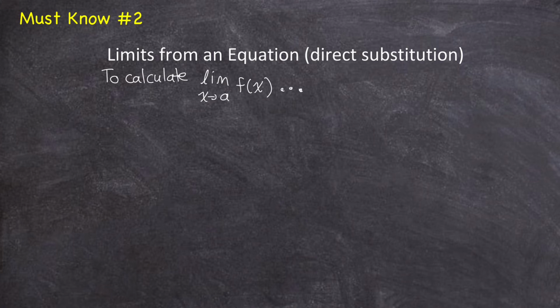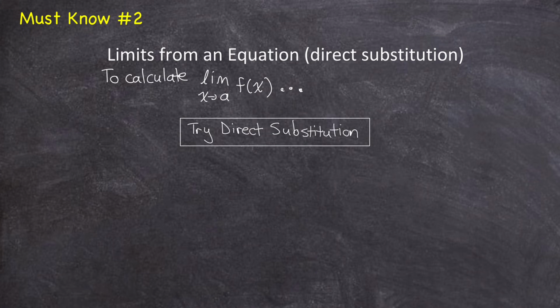The first thing that you will always try to do is direct substitution. And what that means is to just take the value that x is approaching and sub it in for x into your function and see what answer you get. One of three things is going to happen.